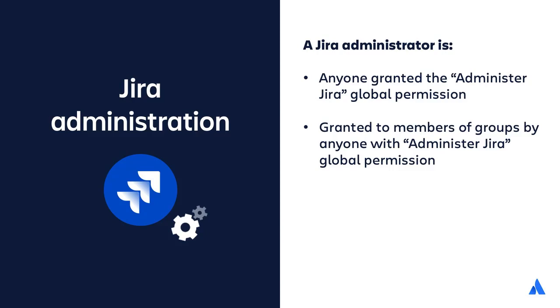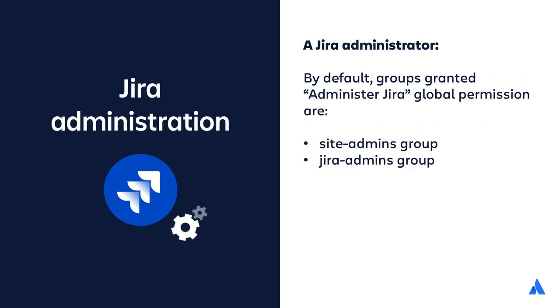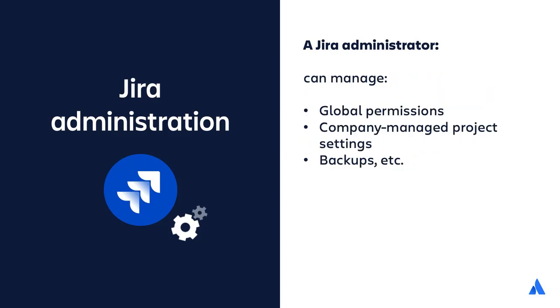There are also administrators of the Jira products. They are users who belong to groups that are granted the administered Jira Global permission. They are only able to administer Jira from the product administration screens. By default, when you first start using your Jira site, the groups granted administered Jira Global permission are the site admins and Jira admins group. Members of the Jira admins group have access to Jira administration only. A user with administered Jira Global Permission can manage global permissions, all company-managed project settings and instance-wide settings, such as downloading backups.